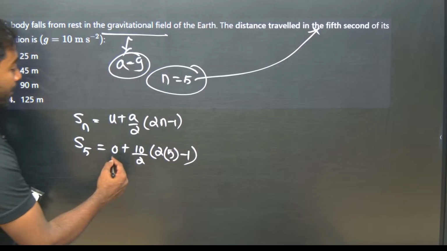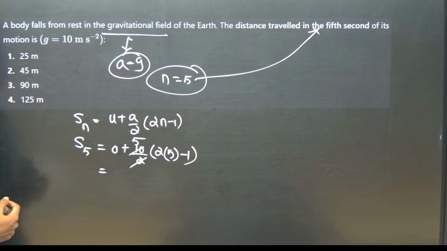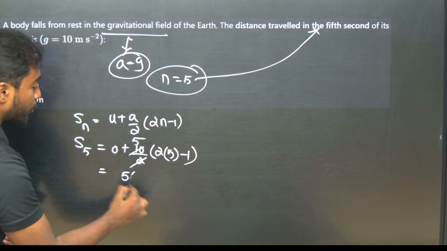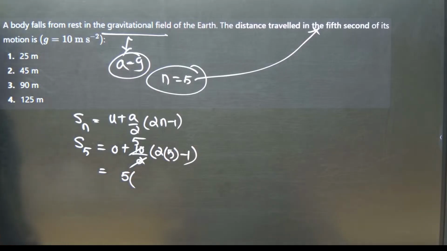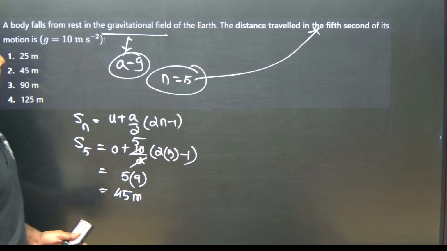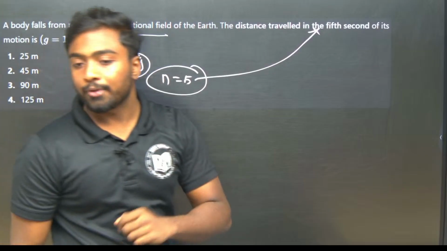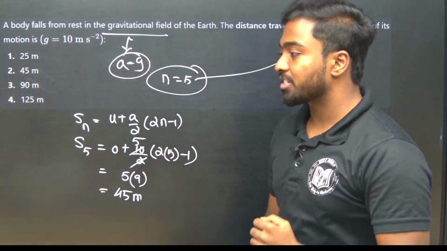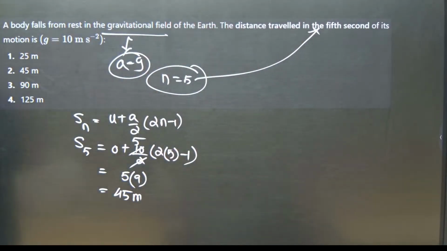Okay. Now what I can do here? This is 1 times and this is 5 times. So 5 into, this is 10, 10 minus 1 is 9. So 9 5s are 45. So the distance travelled in the 5th second of its motion is 45 meter. That's the answer for this question. Yes, 45.